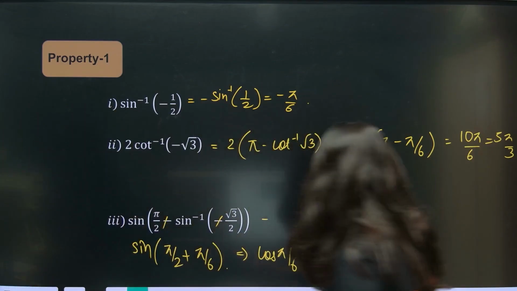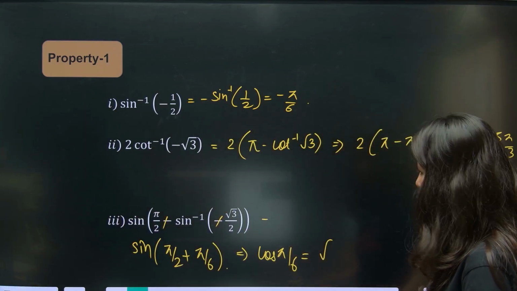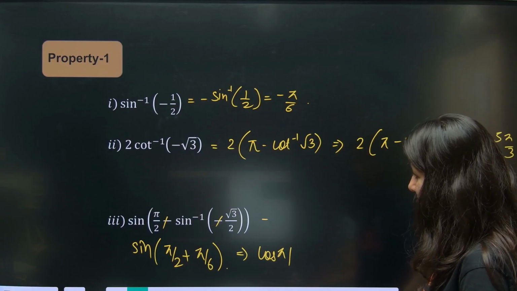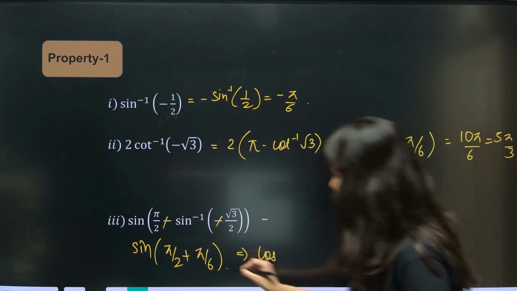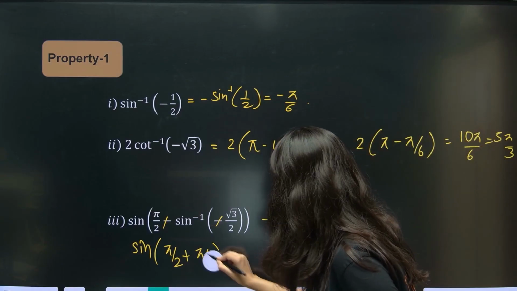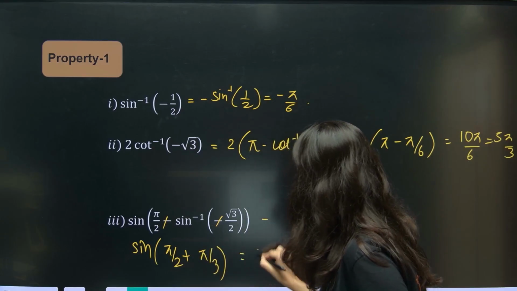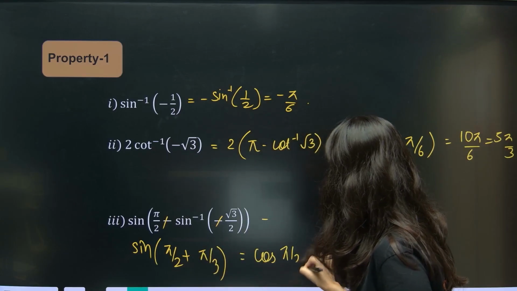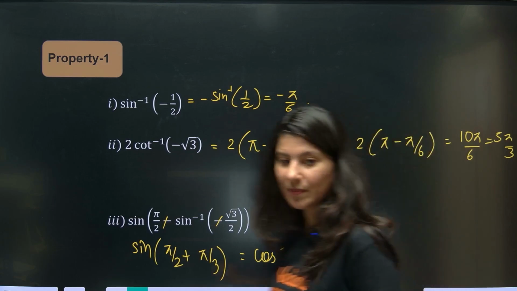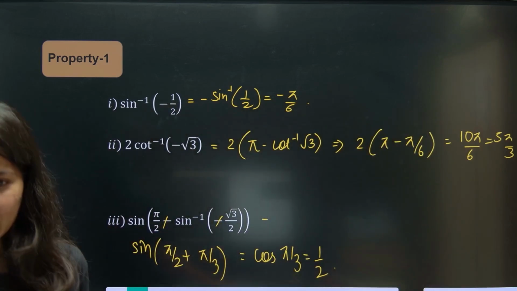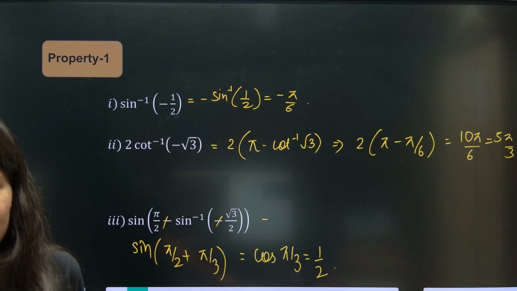Oops, I have done something wrong. No? Sine inverse root 3 by 2 is 60 degree. This is pi by 3, yes. And this is cos of pi by 3. Cos 60 degree is half. Half is correct. Oops, my bad. Half. Okay, so now this is correct.